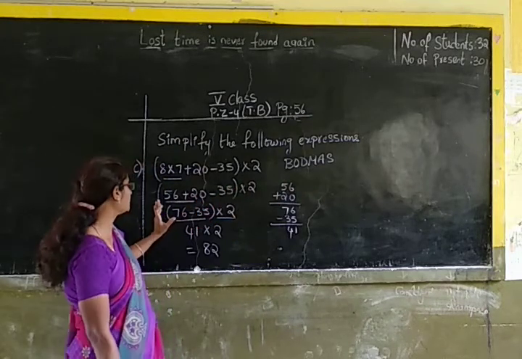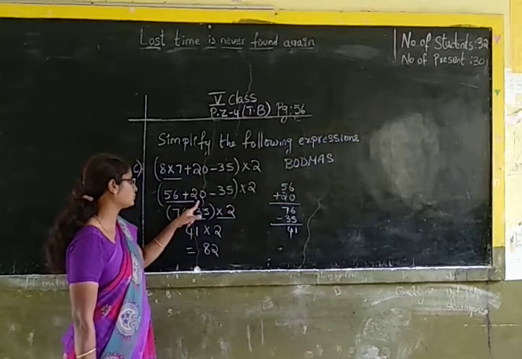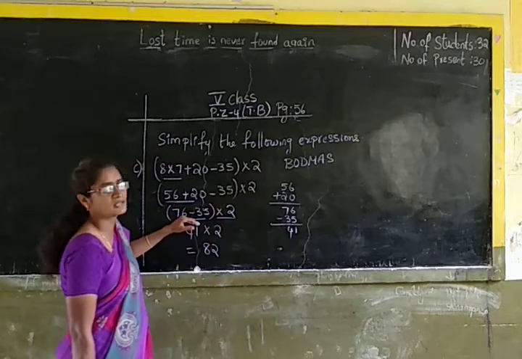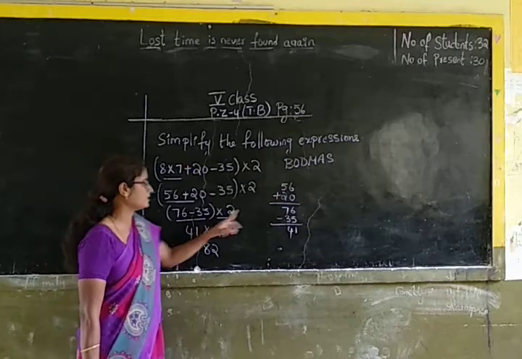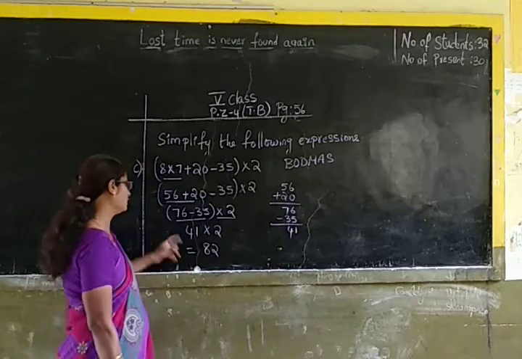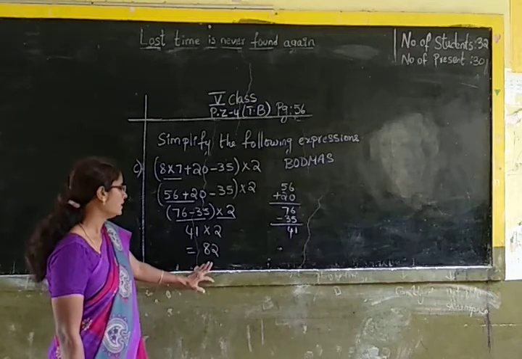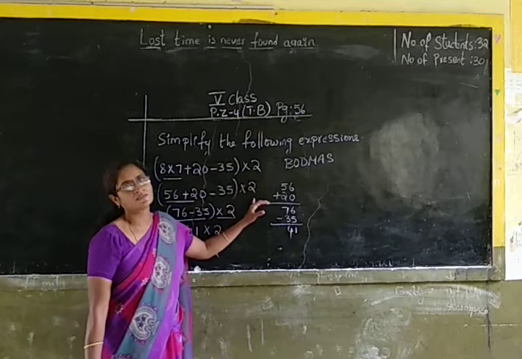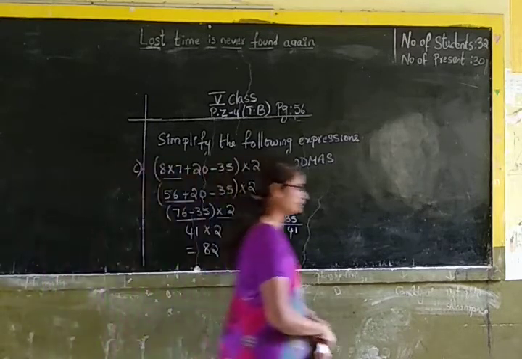Okay. After multiplication we have to do the addition. So 56 plus 20 is how much? 76. So after addition, the next operation you have to do is subtraction. So 76 minus 35 is equal to 41. So 41 into 2 is equal to how much? 41 into 2 is equal to 82. First you have to solve the terms inside the bracket, then the terms outside the bracket. The answer is 82. Okay children?